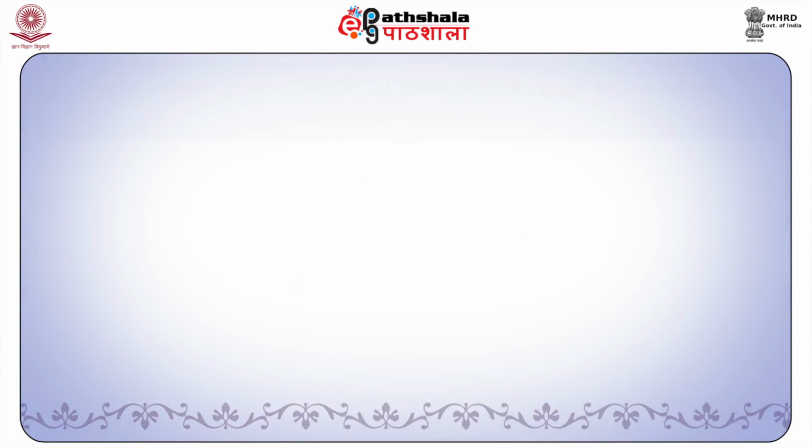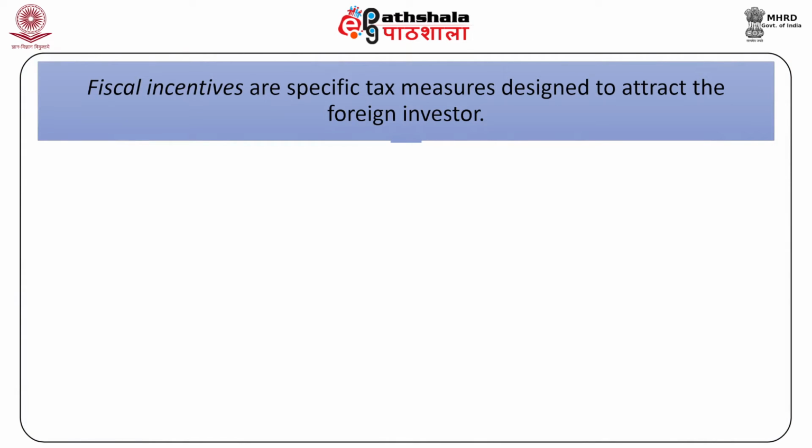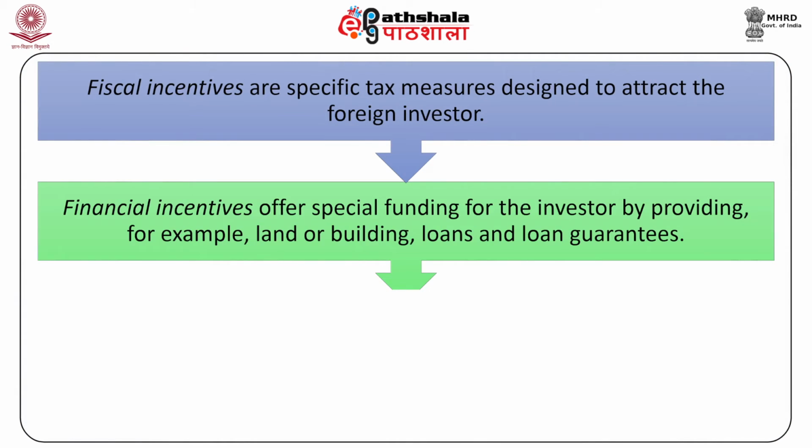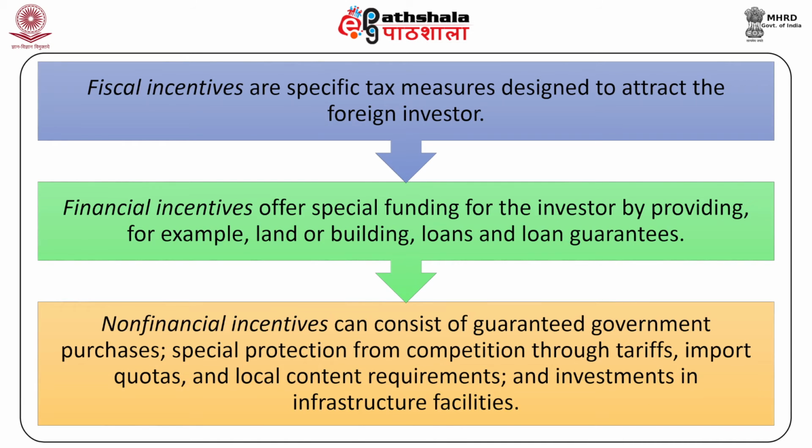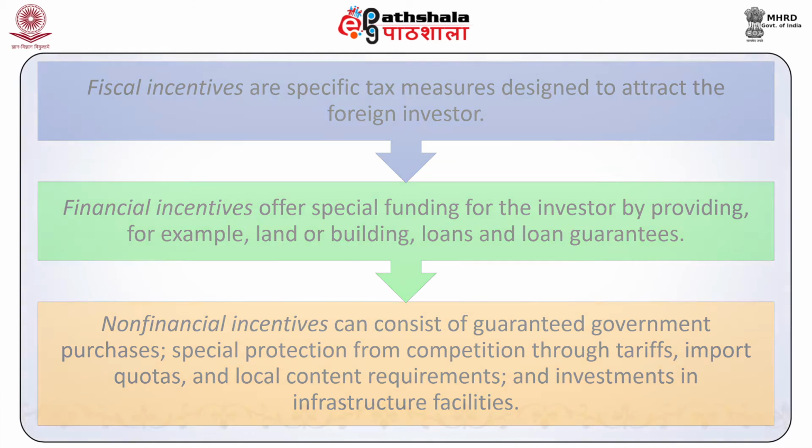Incentives used by policy makers to facilitate FDI are of three types: fiscal, financial, and non-financial. Fiscal incentives are specific tax measures designed to attract the foreign investor. Financial incentives offer special funding for the investor by providing, for example, land or buildings, loans and loan guarantees. Non-financial incentives can consist of guaranteed government purchases, special protection from competition through tariffs, import quotas, local content requirements, and investment in infrastructure facilities. All of these incentives by themselves are unlikely to spur an investment decision if the proper market conditions do not exist.